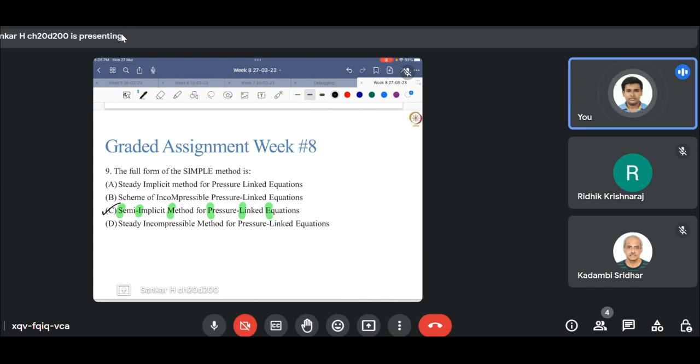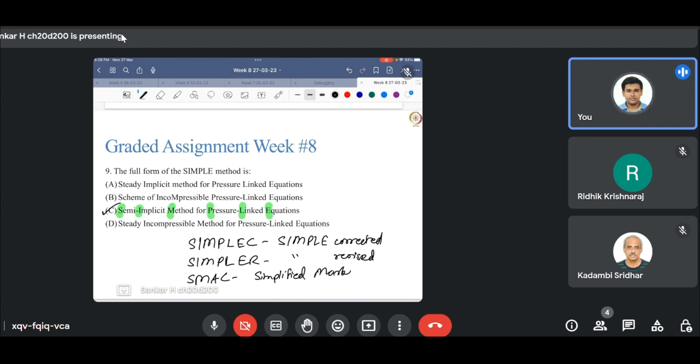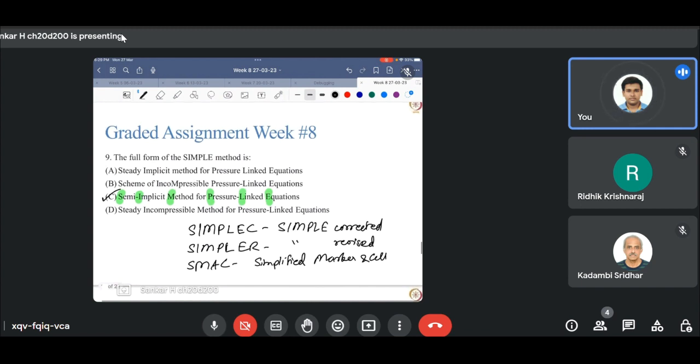There are also other methods such as, let me just write that down, SIMPLEC, which is basically SIMPLE corrected, and there is SIMPLER, which is SIMPLE revised. There is SMAC, which is basically simplified marker and cell. This is based on the people who discovered this. There are also other methods like SIMPLEST and so on.